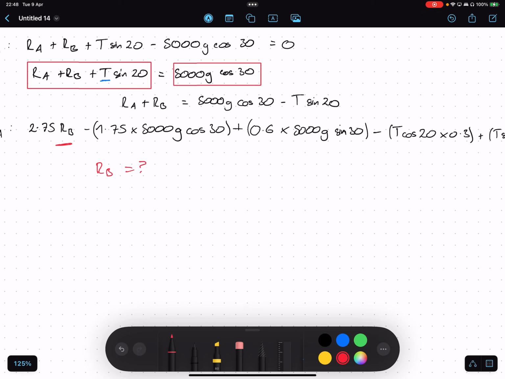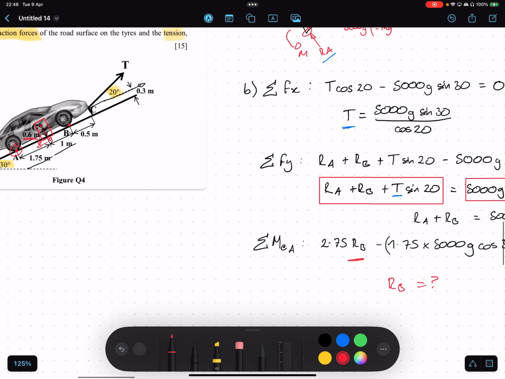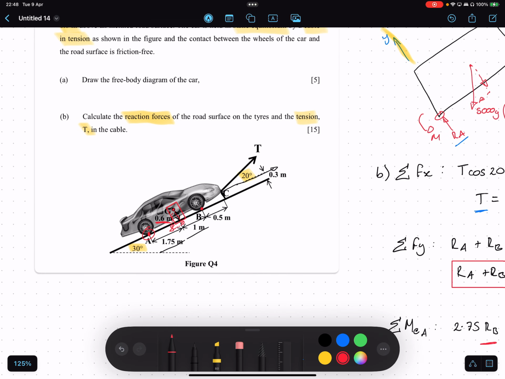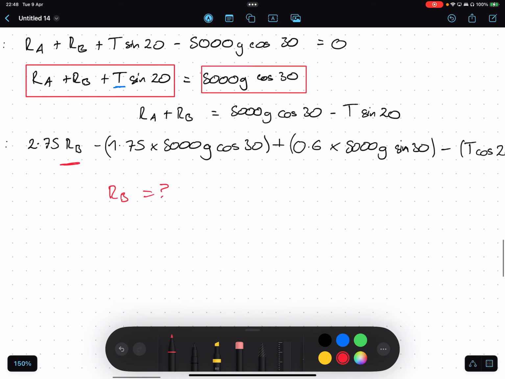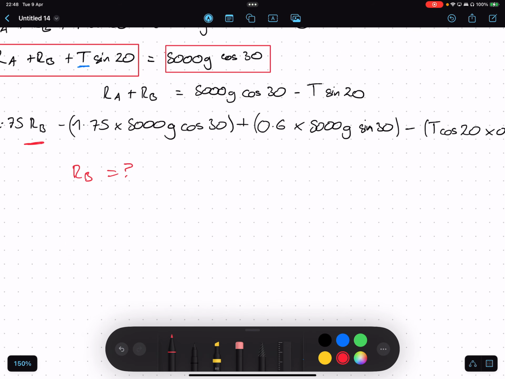you think, okay, well, we've got RB. Let's refer to the question. Have we answered it? We're being asked to find the reaction forces, plural, and the tension T in the cable. Well, we found tension T pretty quickly, but we haven't found the reaction forces, plural. We found the reaction force RB, so which leaves RA to be found. But we found RA plus RB here.